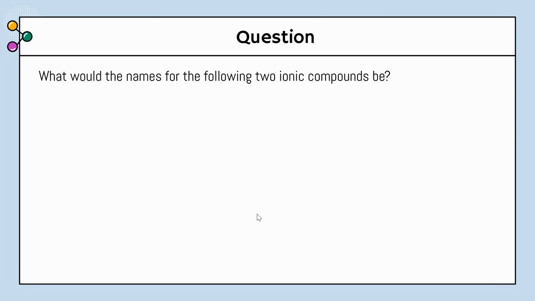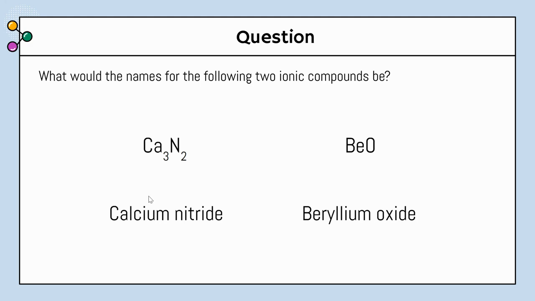So question, what would the name for the following 2 ionic compounds be? We have calcium and nitrogen here and beryllium and oxygen here. Go ahead and pause the video to take a guess if you would like. And here are the names for those 2 compounds. Instead of calcium and nitrogen, we have calcium nitride. Instead of beryllium and oxygen, we have beryllium oxide.